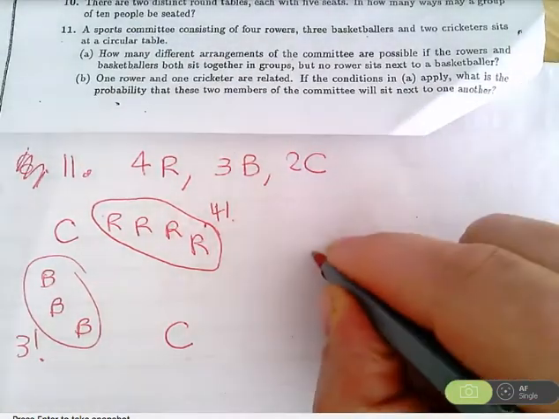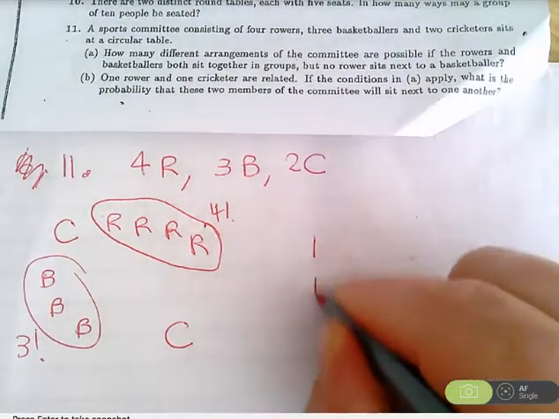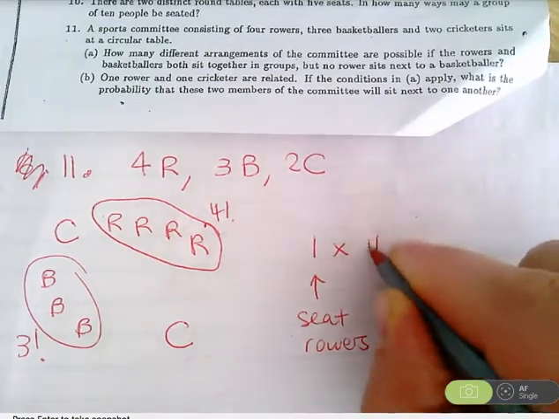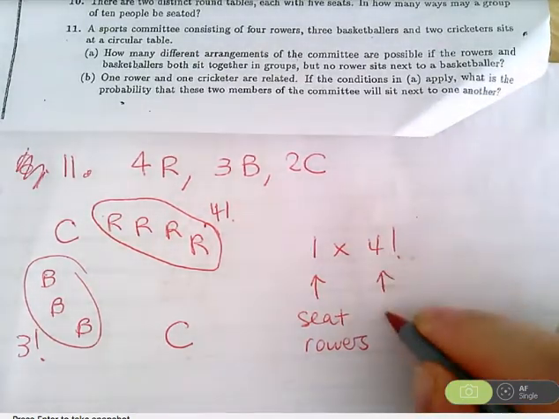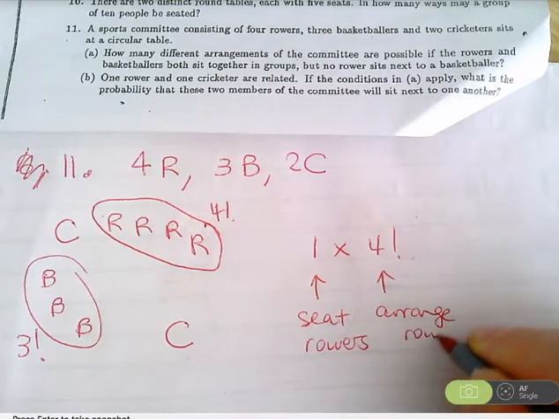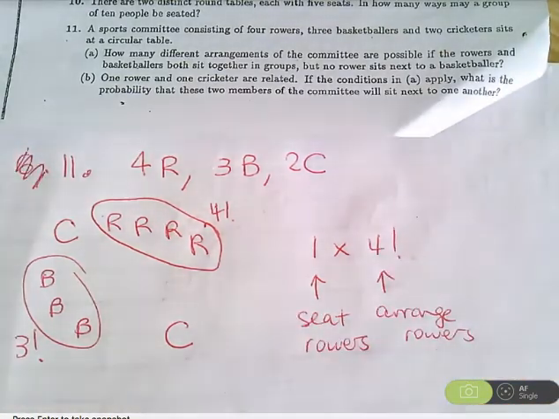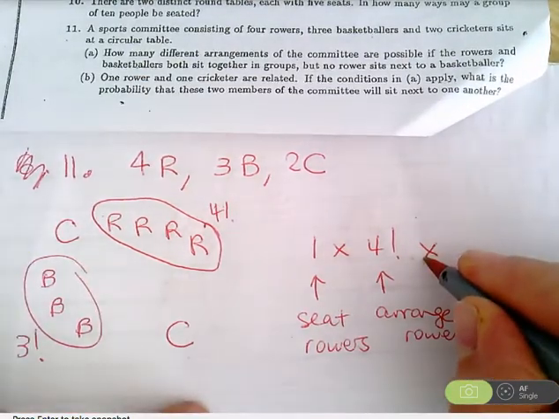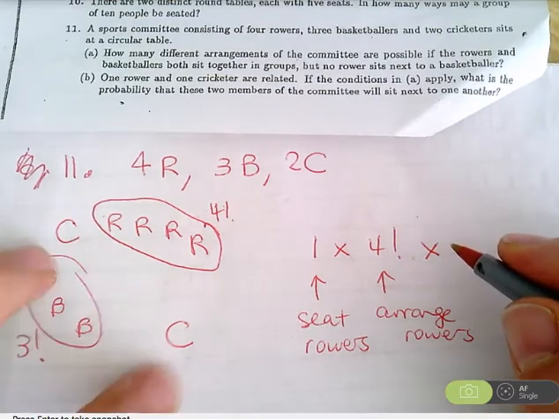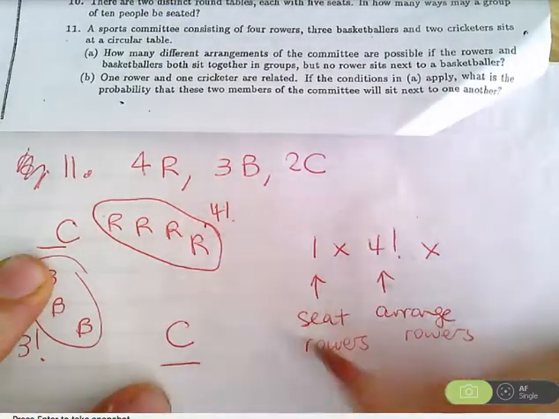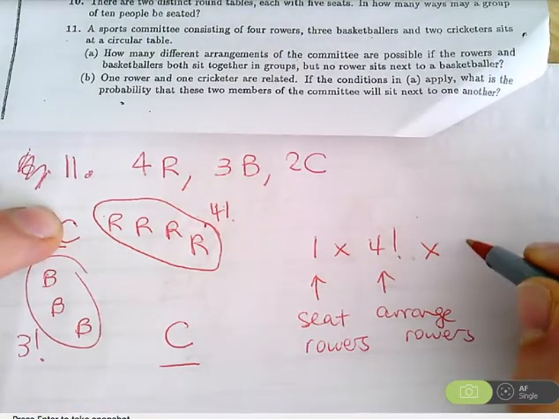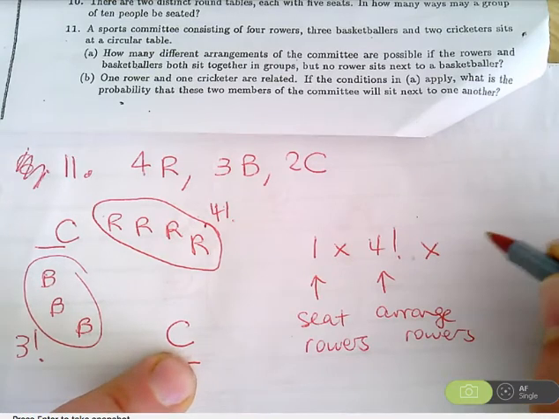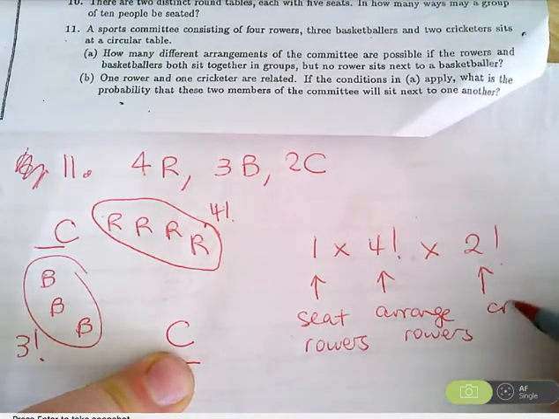All right, let's sit the rowers. Seat the rowers, they sit in one place. Remember, the table can rotate. Then we arrange the rowers. So the rowers are done. Now the cricketers, aren't there 2 places? One cricketer can go there, 2 choices for the next cricketer, and 1 choice for the remaining cricketer. So 2 factorial for the cricketers.